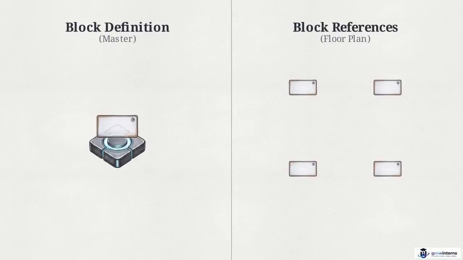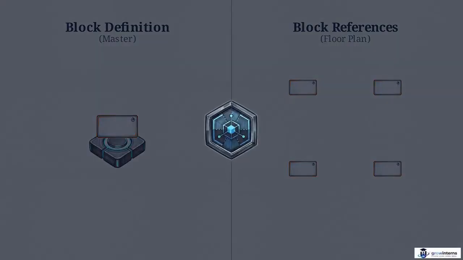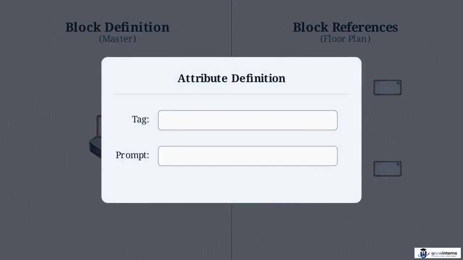But this global updating creates a problem if you want to label your objects. If you add standard text to the master definition, every single desk on your floor plan will say Desk A. To fix this, we use the Attribute Definition tool, or ATTDEF. This creates a fill-in-the-blank placeholder instead of static text.